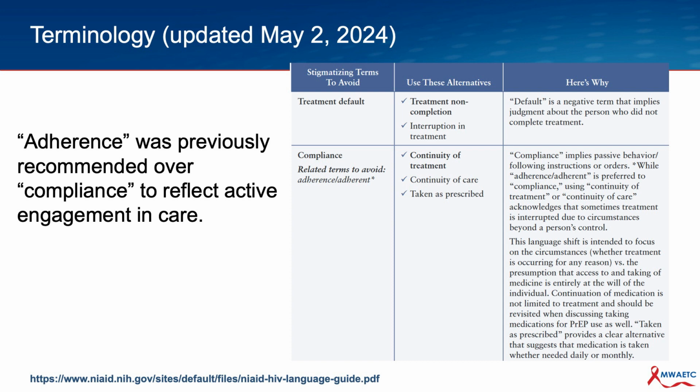It used to be in the previous version that adherence was recommended over using compliance to reflect the active engagement in care. But what I have on the right is an explanation of why we are now also avoiding adherence or adherent, with the recommendation to use continuity of treatment, continuity of care, and taken as prescribed. As you can read in the guide and maybe on my slide, it's a complicated acknowledgement that a person's ability to take pills reflects not only their will to take pills, but a lot of structural factors that impact that. And so we are trying to destigmatize that.